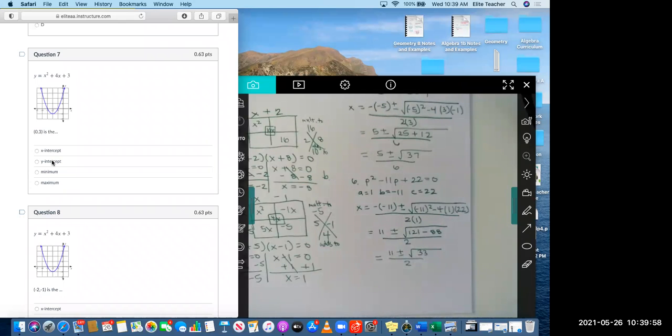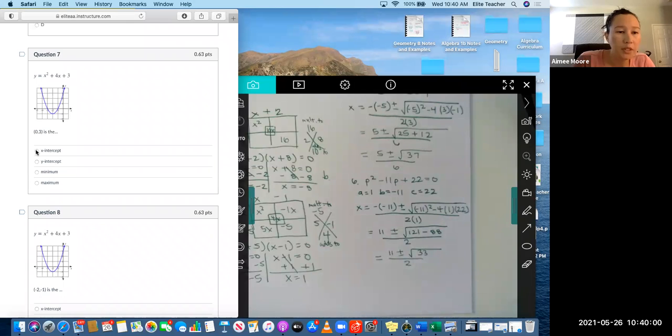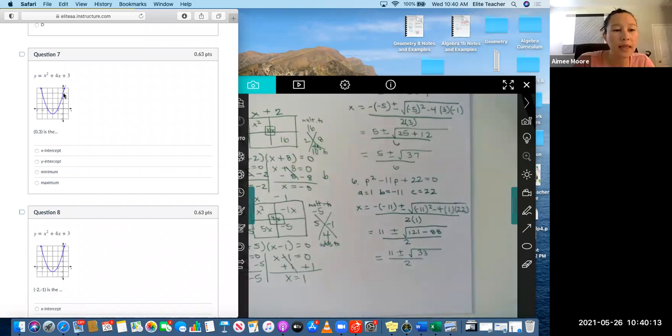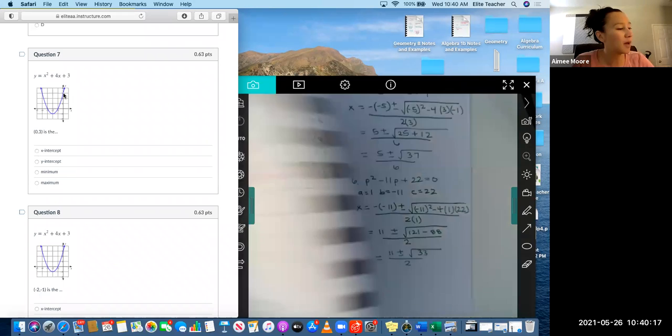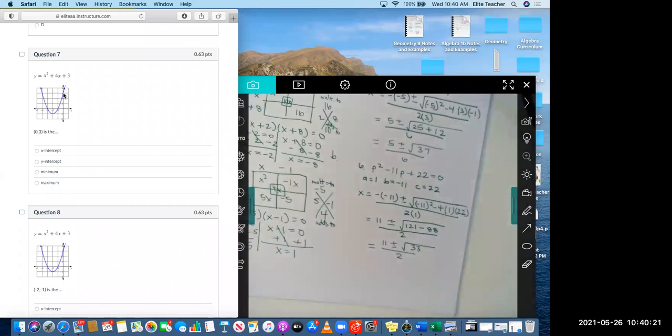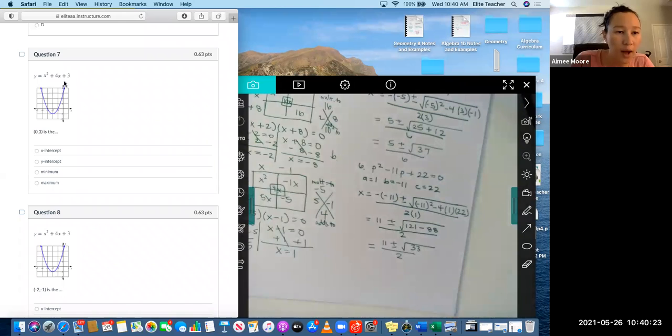Isn't it minimum? So 0, 3 is right here. What is this point right here? Can you guys see where my cursor is pointing? The 3? It's pointing to 3, yeah. And so is that the x-intercept, the y-intercept? Remember, the minimum and the maximum is the y. The y-intercept, right. That's where the graph crosses the y-axis, which means it is the y-intercept.